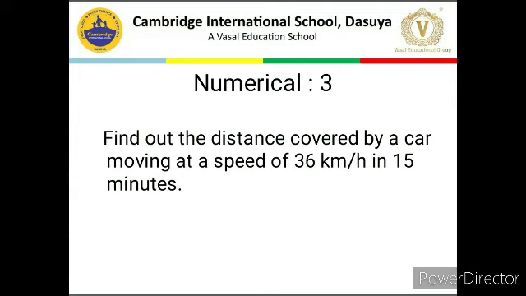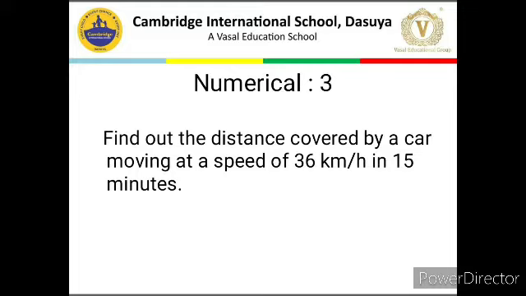Third numerical. Find out the distance covered by the car moving at a speed of 36 km per hour in 15 minutes. Children, I am telling this once again, please look at the units before you solve. If the units are not matching, if the units are not the same, kindly do that first. See, in this question, speed is in hours, 36 km per hour. Time is in minutes. Fine. So either you can convert all in hours or in minutes, or basically I try to do it in standard, that is in seconds. Okay.